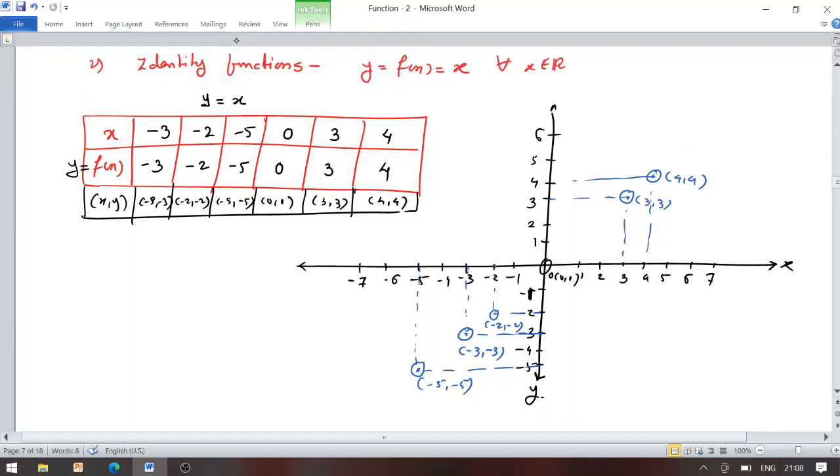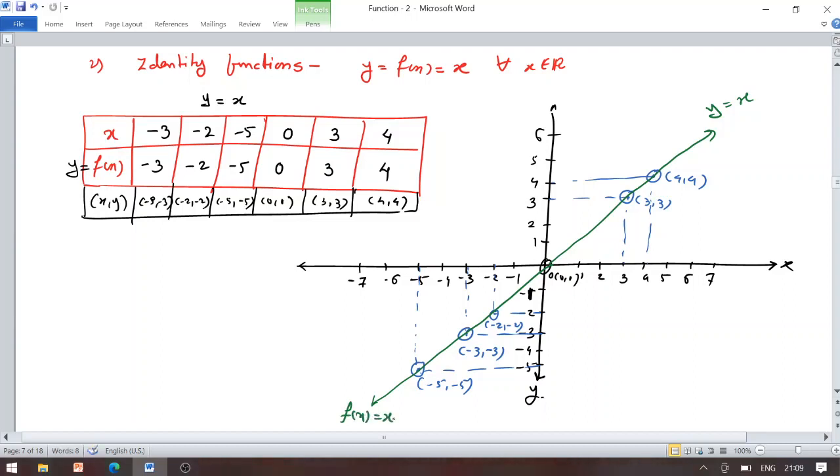that bisects the third and first quadrant. You might say the first and third quadrant. So it is a line having the equation y equals f of x, or you might say that f of x is equal to x.